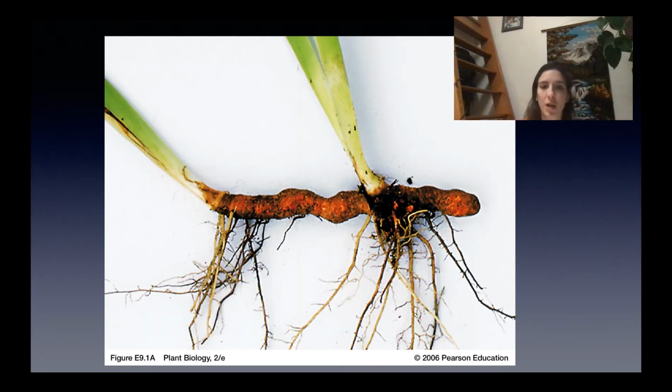And so in this picture, this is also a rhizome, and I only know that because it's dirty. I could tell that the person who pulled this up, like, this is all kind of dirty here.